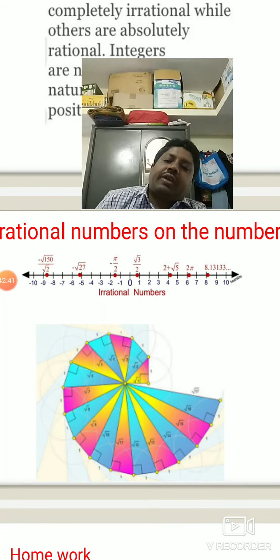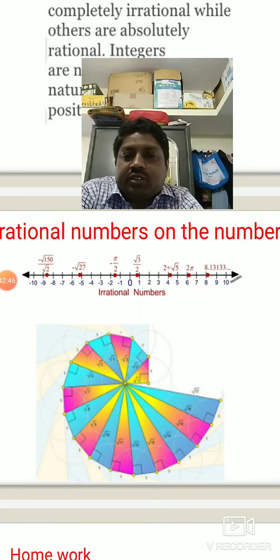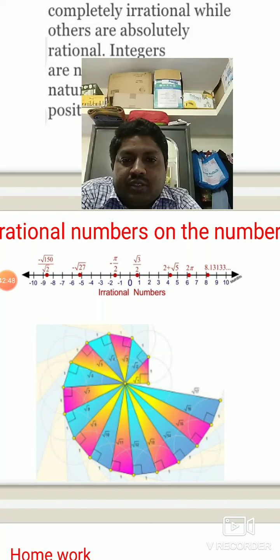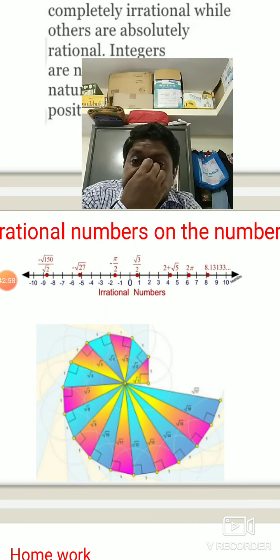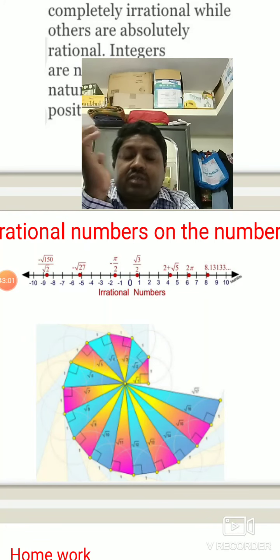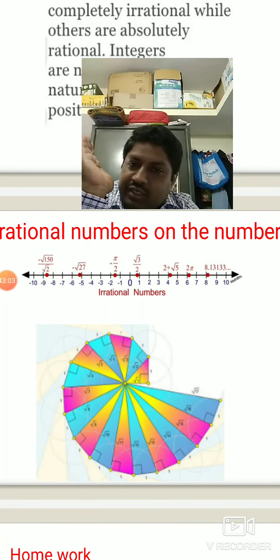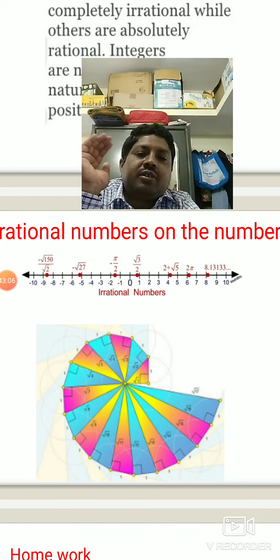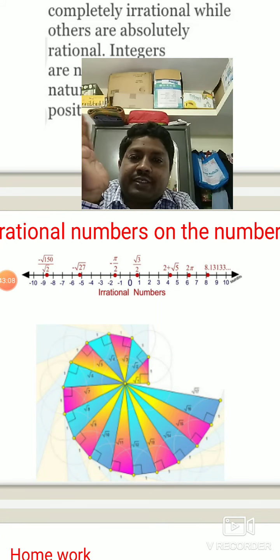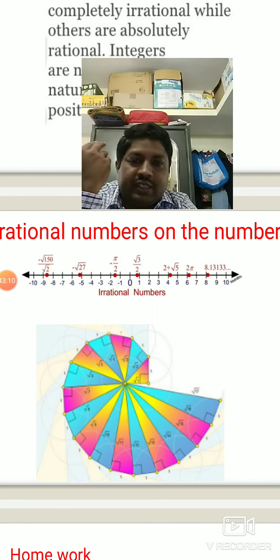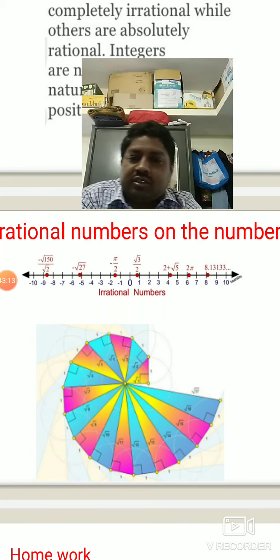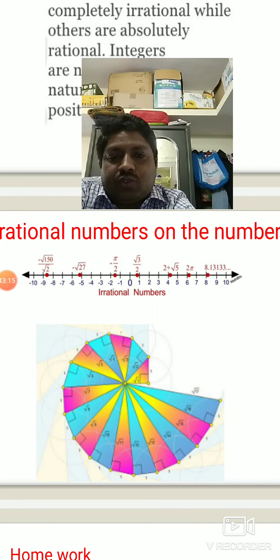Got it children? Okay, so I think you have understood the bases that we need to learn to start the lesson, isn't it? I think we recalled successfully the different types of numbers, what are rational numbers, what are irrational numbers, what are real numbers. Finally, real numbers are the numbers which are both rational and irrational numbers. Got it children?